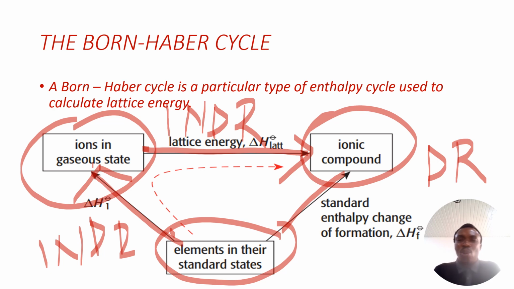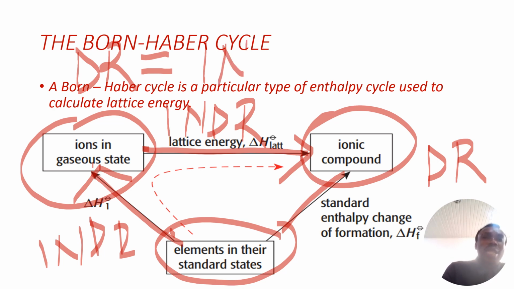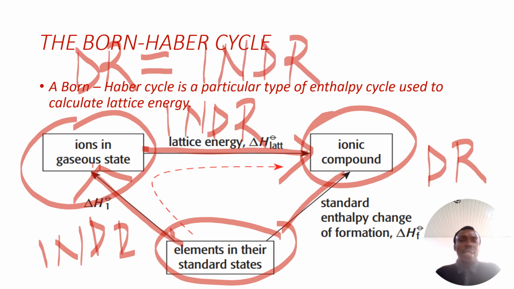So what Hess's law is trying to explain is that irrespective of the route that is taken, the total enthalpy change remains the same, provided that the initial and the final conditions remain the same. That means direct route is equal to indirect route. Now, if you look at what we have here, the direct route is the enthalpy change of formation.